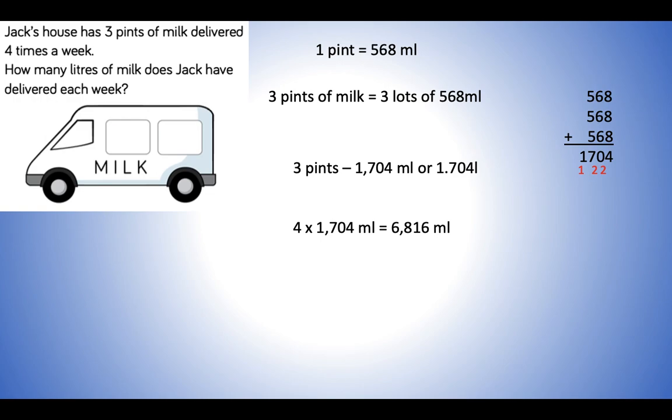And our answer is 6,816. However, that's in millilitres, and it's asking us how many litres of milk does Jack have delivered each week. So I'd need to convert 6,816 millilitres into litres, and what I'll do is divide it by 1,000. So 6,816 divided by 1,000 is 6.816 litres. Now that is our answer.